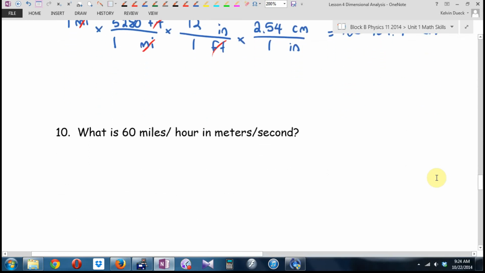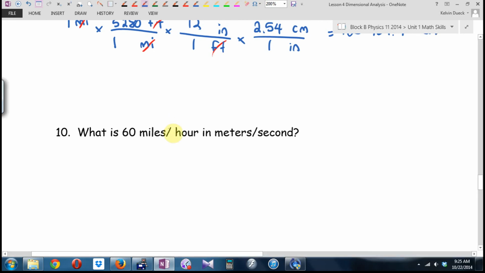Now we're going to do a multiple unit conversion. What is 60 miles an hour in meters per second? What do they want me to end up in? What are they giving me? How am I going to start? Are you spotting the pattern? Right? Write down what they gave me.